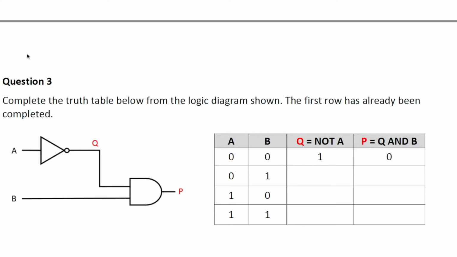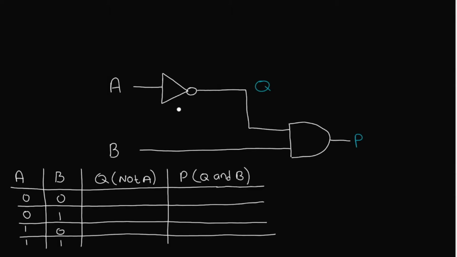So we're going to jump to the blackboard and draw out this diagram, and given the inputs A and B, we're going to go through each solution, so it should make a little more sense. On our blackboard I've drawn out the circuit that it gives us in the question, and I've highlighted the two letters Q and P, and I've also done out this little truth table. The first one is filled out for us, but let's go through how they got to that answer.